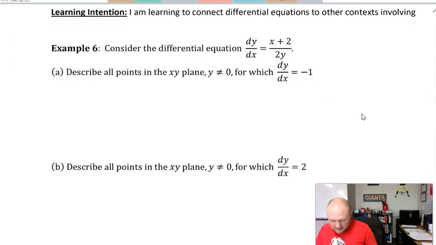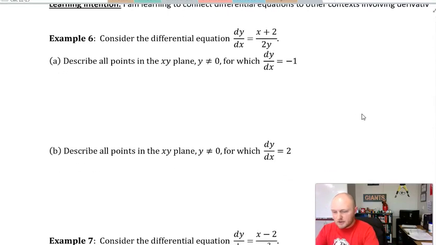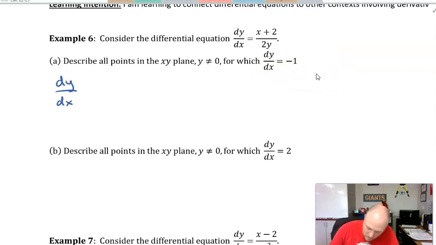All right, example 6. Here we go. These questions are actually pretty fun. I kind of like these problems. They say, consider the differential equation. Describe all the points in the xy plane for which y is not equal to 0, for which dy/dx is equal to -1. So I want dy/dx to be equal to -1.